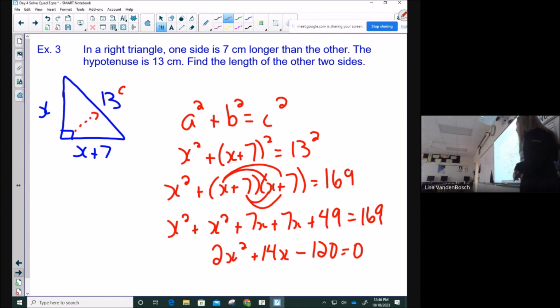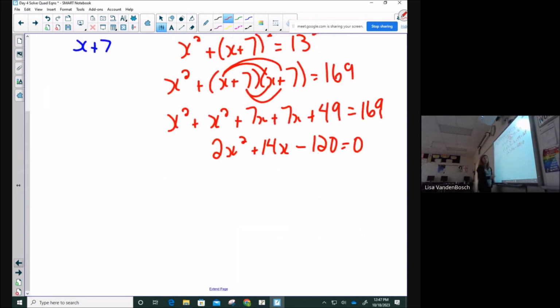Perfect. Okay, so it is telling us we're going to find the length of the other two sides. Does it say we're finding the maximum? Does it say we're finding the minimum? If we're not finding the maximum and the minimum, we are finding the roots. So we have two options to find the roots. What are our two options? Factoring or quadratic formula. Let's see if we can factor, because if we can, it is faster.